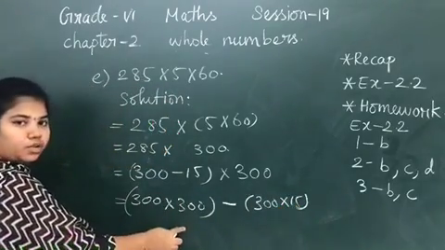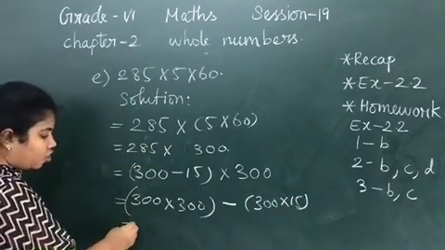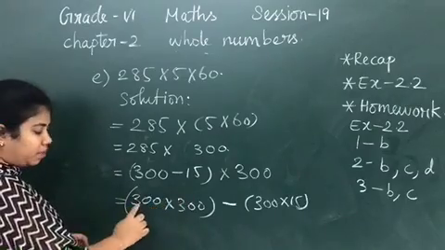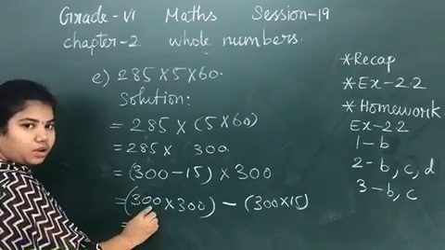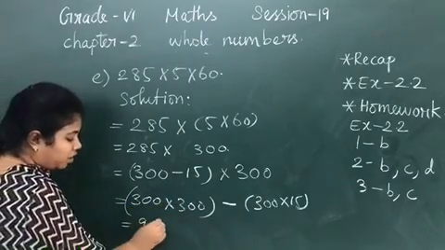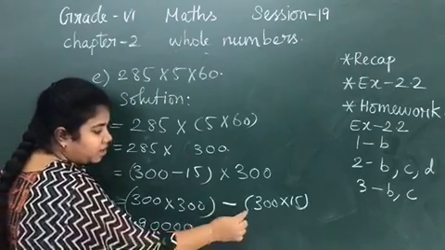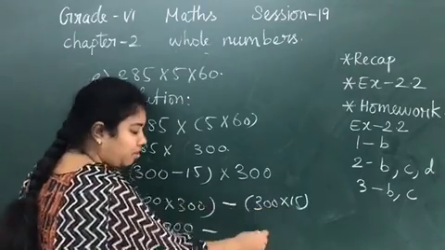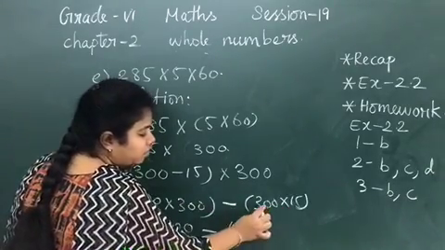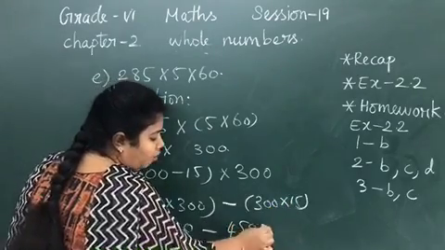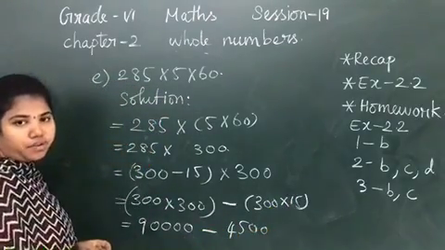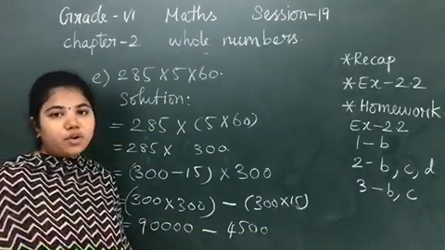What is 300 into 300? 3 3s are 9. Ignore the zeros, multiply only the numbers. 3 3s are 9. How many zeros are here? 1, 2, 3, 4. So 4 zeros. Minus, what is 3 into 15? 45. Ignore the zeros. 3 into 15 is 45. Now add the zeros: 4,500. Now if you subtract, you will get the answer.